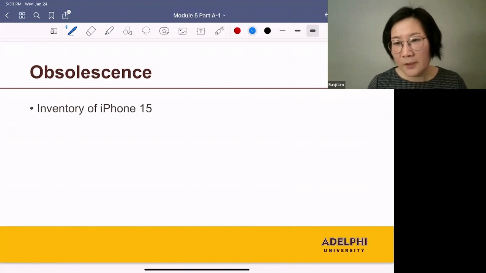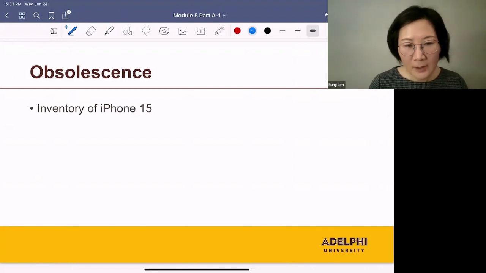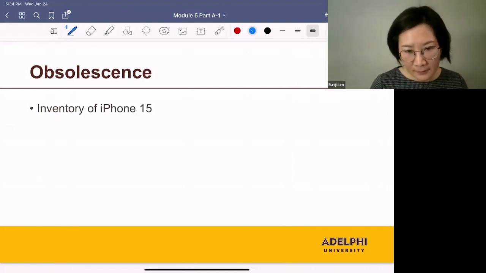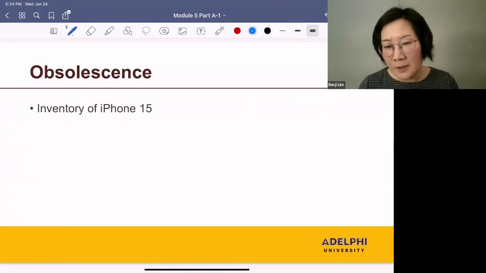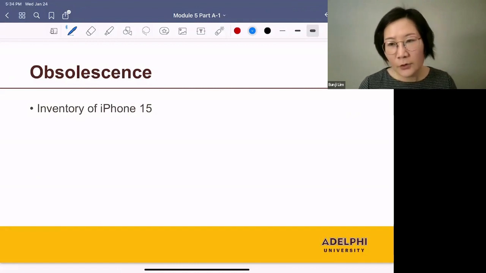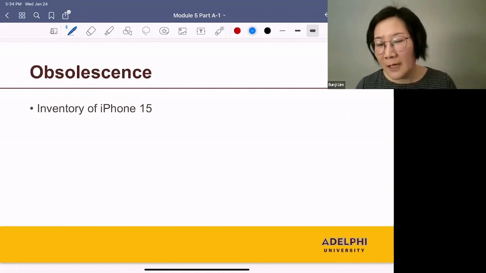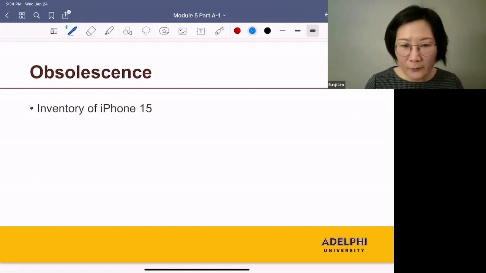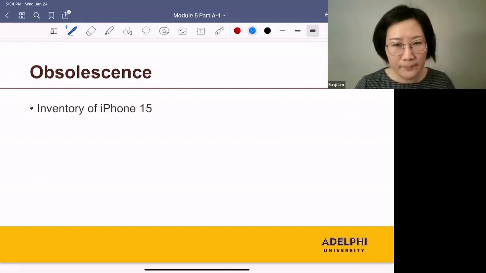Let's say you're selling iPhones. You have inventory of iPhone 15. Next month, Apple will launch iPhone 16. When that happens, can you sell your iPhone 15 for the full price? No, your iPhone 15 will become obsolete. So you need to mark them down.